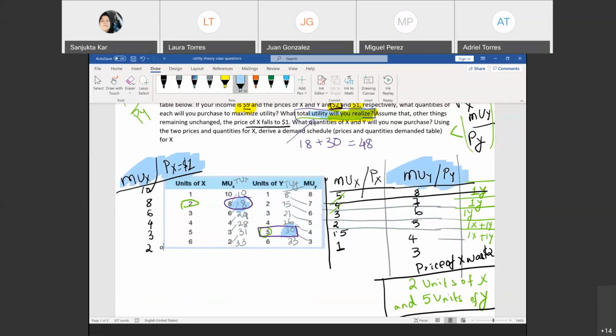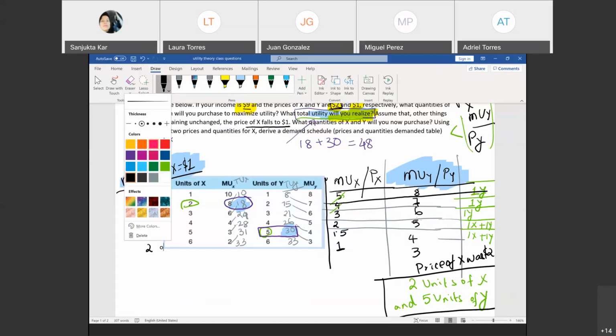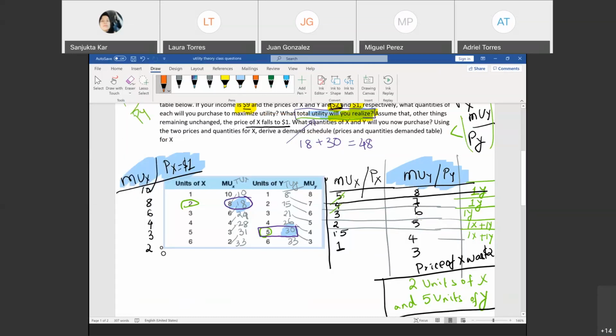All right, let's pay a lot of attention here because this is what is really important. So I want to compare 10 and 8 because 10 is greater than 8. I want to buy 1 unit of X. That's for step 1.